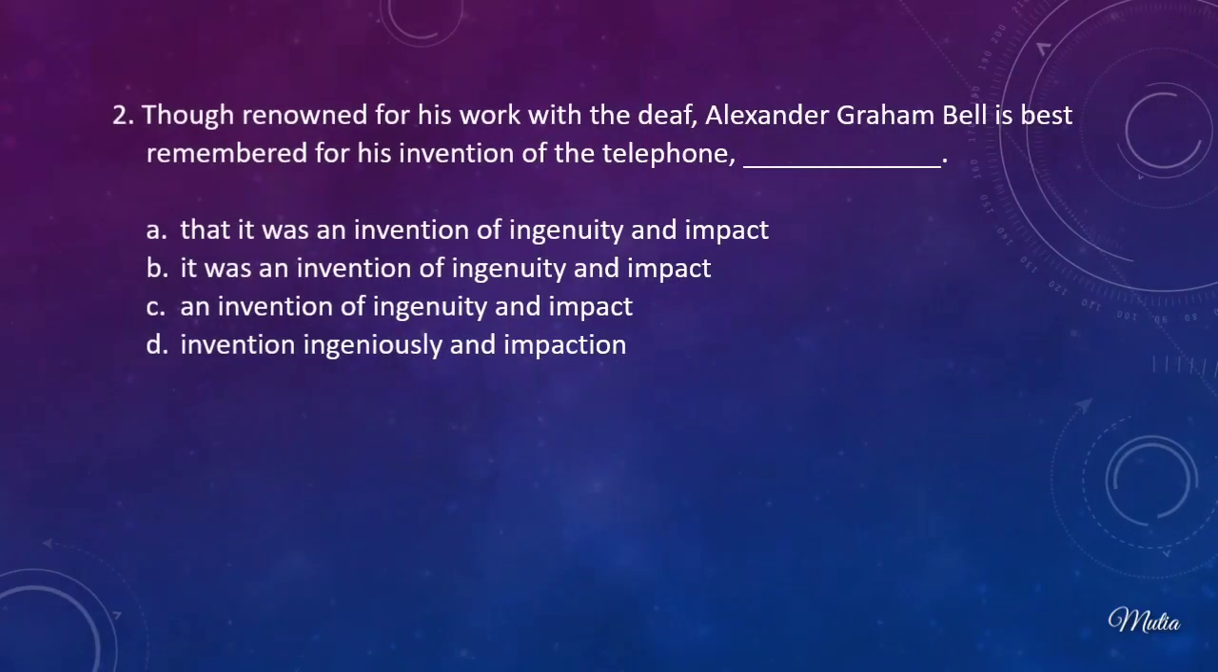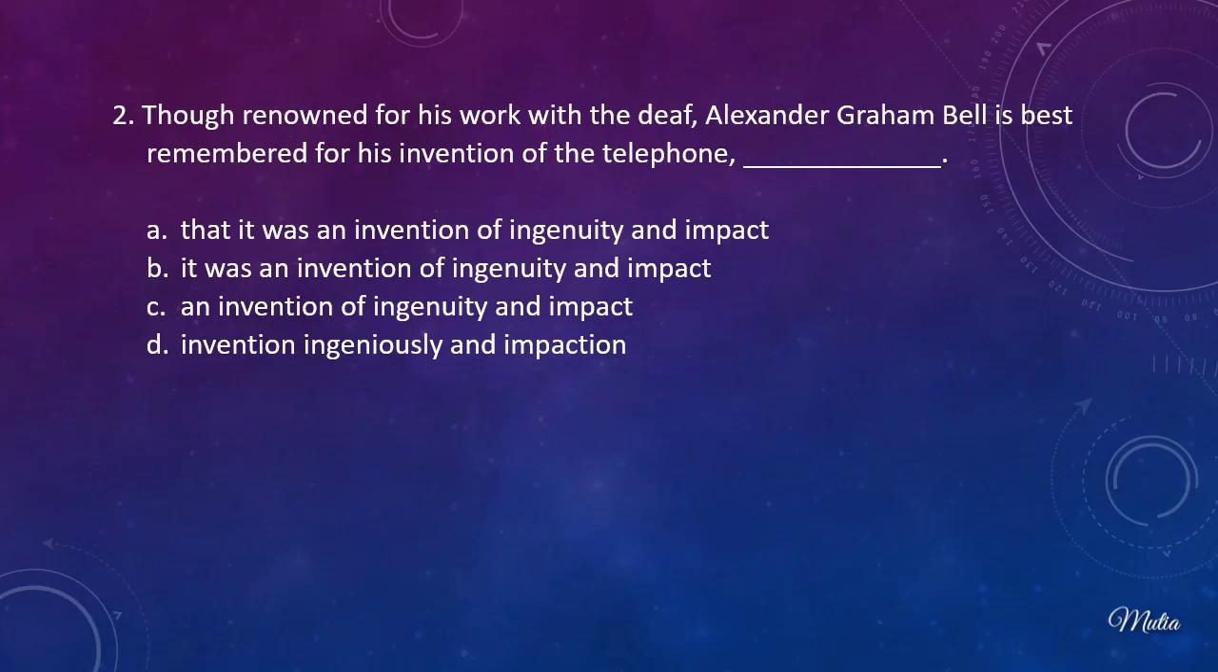The second question. Though renowned for his work with the deaf, Alexander Graham Bell is best remembered for his invention of the telephone. In this sentence, the subject is Alexander Graham Bell, and the verb is best remembered. We have to complete the sentence by using an appropriate appositive to describe the noun the telephone.